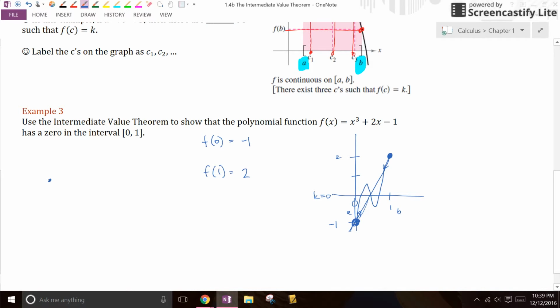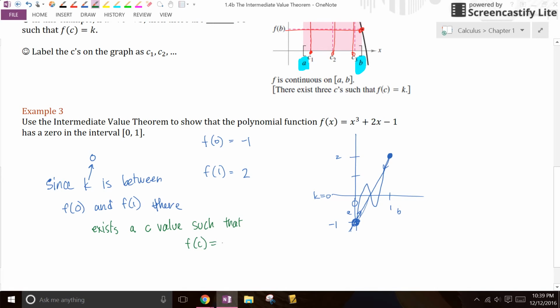So I would say, since k, since 0 is between f of 0 and f of 1, there exists a c value such that f of c is equal to k, which is 0. That's it. That's the intermediate value theorem, or the IVT.